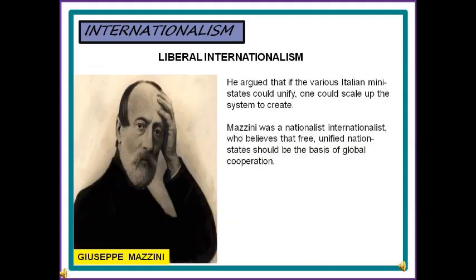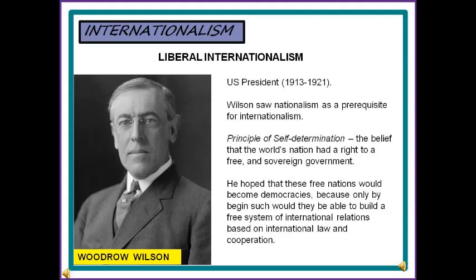On the other hand, Giuseppe Mazzini argued that if the various Italian mini-states could unify, one could scale up the system to create a larger order. Mazzini was a nationalist internationalist who believed that free, unified nation-states should be the basis of global cooperation. Mazzini clearly believed that the spread of democracy and national self-determination would be a powerful force for peace in the long run, although the transition might often be violent. He believed in republican government and proposed a system of free nations that cooperated with each other to create an international system.